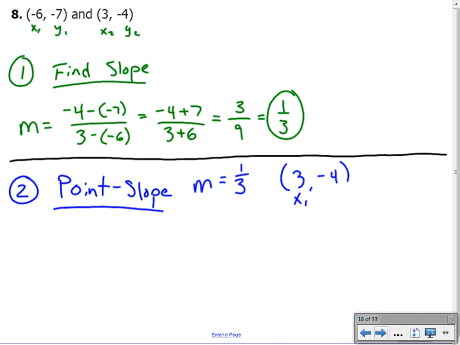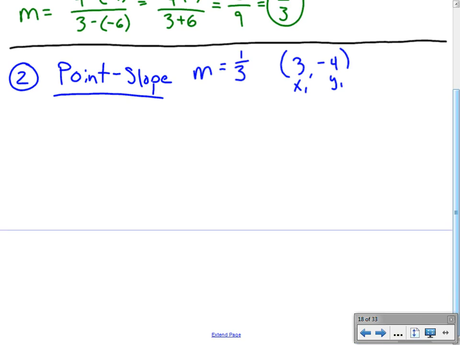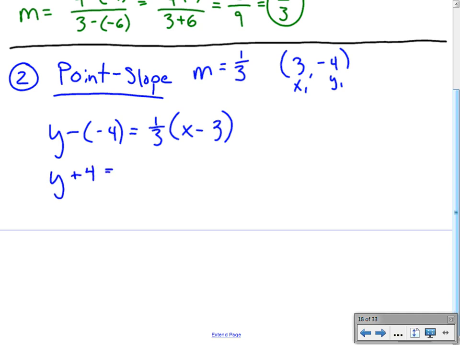So I'm going to use 3, negative 4 as my x1, y1. So let's go ahead and plug it in here. We would have y minus y1 equal to the slope times x minus x1. Okay, let's go ahead and change this to y plus 4 since we're subtracting a negative. Let's go ahead and distribute that 1/3. And then to finish it off, we just need to subtract 4 from both sides.